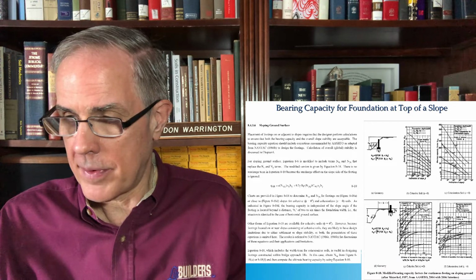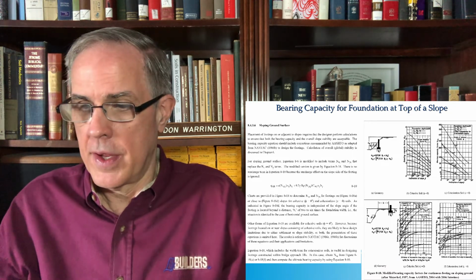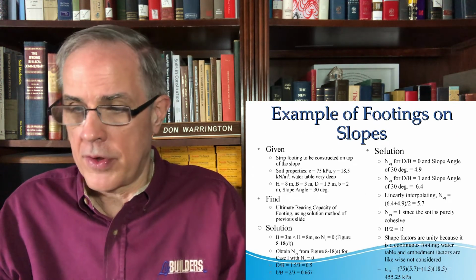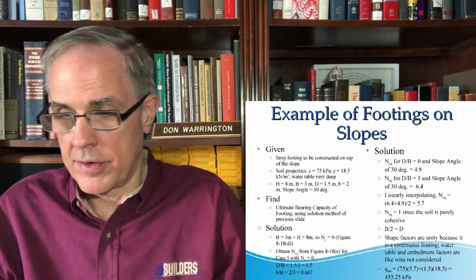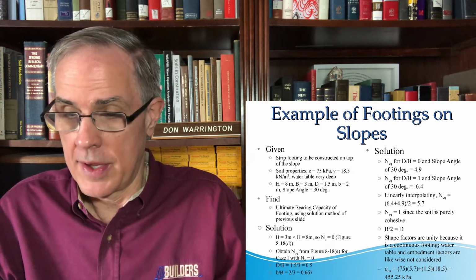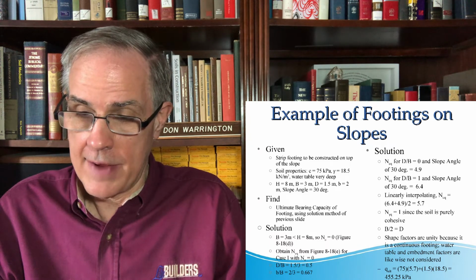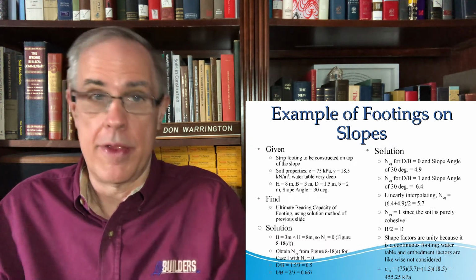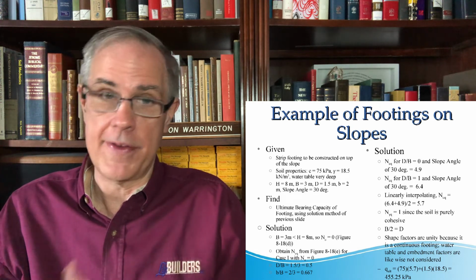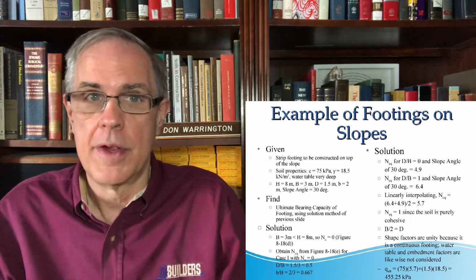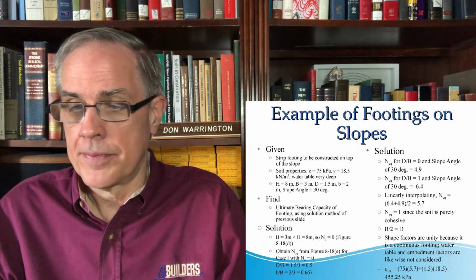Let's do an example. I'm going to go back and forth. Strip footing on top of the slope. The soil is a purely cohesive soil. If I tell you C is 17.75 and gamma is 10, and I leave phi out, it's 0. On the other hand, if I give you gamma and phi and leave C out, C is 0. So keep that in mind.